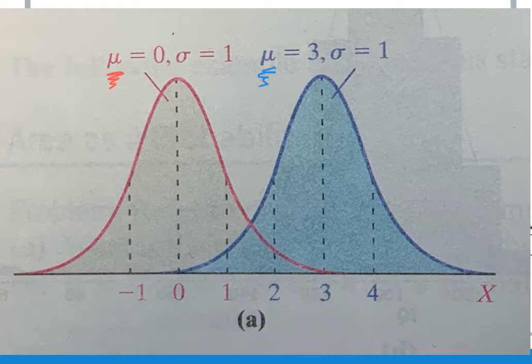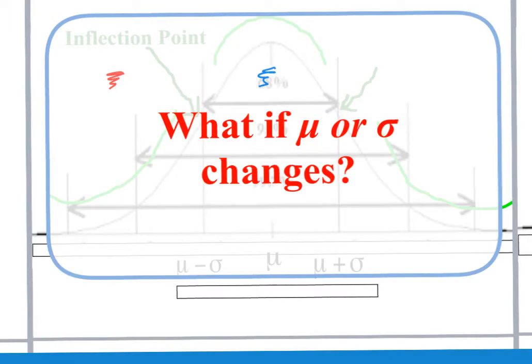The mean of the first population is 0. The mean of the second population is 3. But look at the standard deviations. They are exactly the same. So all that happens to these two normal distributions is that they are shifted along that axis from each other. One has a higher mean than the other. So what if the standard deviation changes?